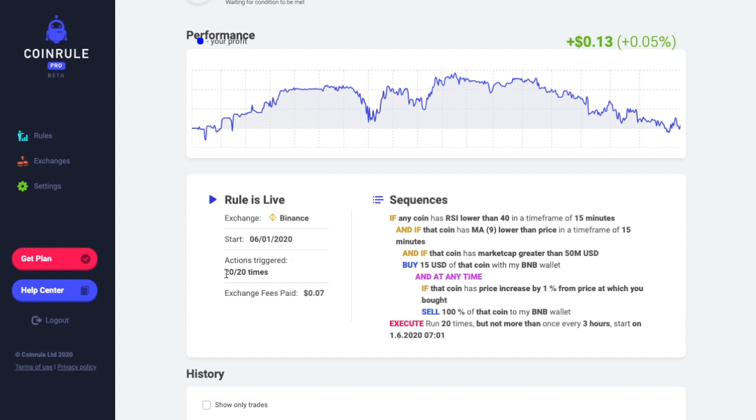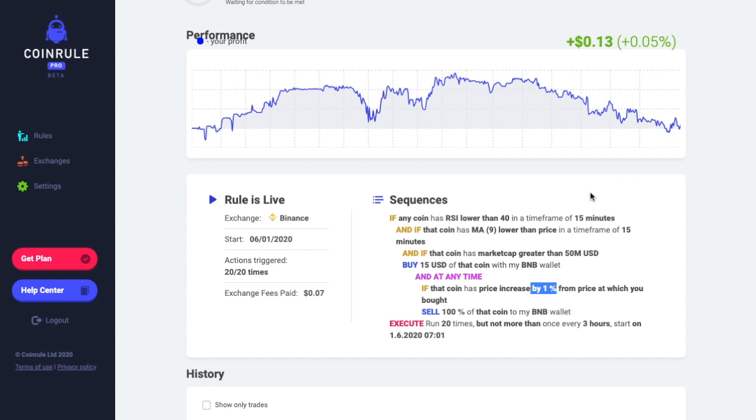But we can say that 19 out of 20 trades that the rule performed were closed in profit by 1%. The last trade is still open, that's why you can see that the position is sliding in loss. Now we are basically at break even.